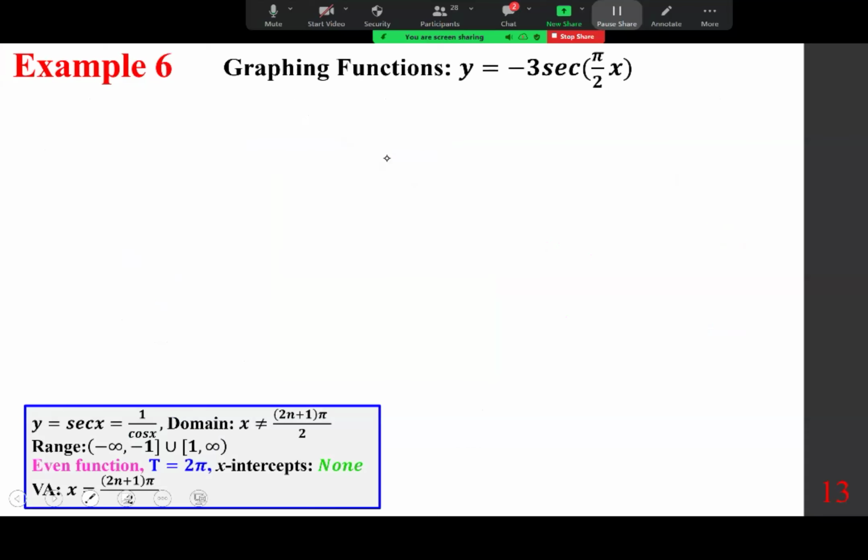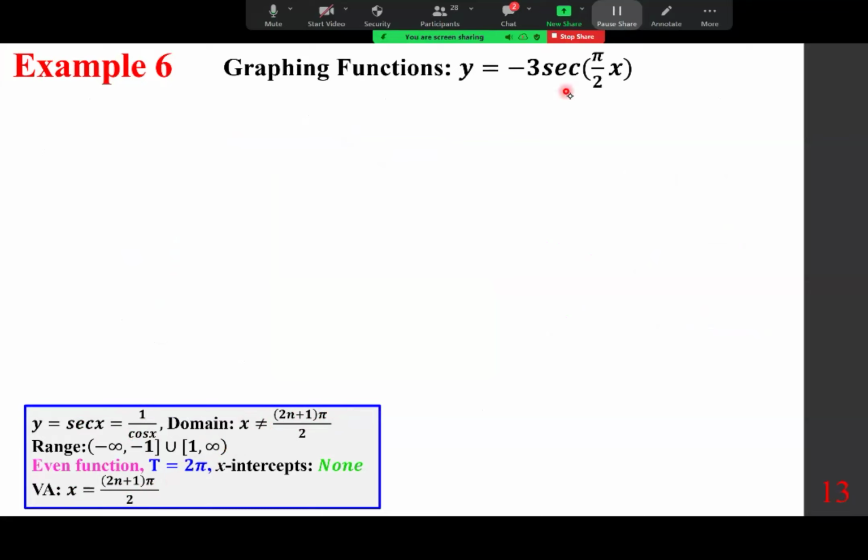Let's look at this example, an interesting way to look at this. First, I want to remind you when we are dealing with secant, it means 1 over cosine. Domain, anything that makes the denominator 0 is excluded. That's why 2n plus 1 times pi over 2. VA, the same thing, just make it equal. Here's the range, and so on and so forth. So we should know that.